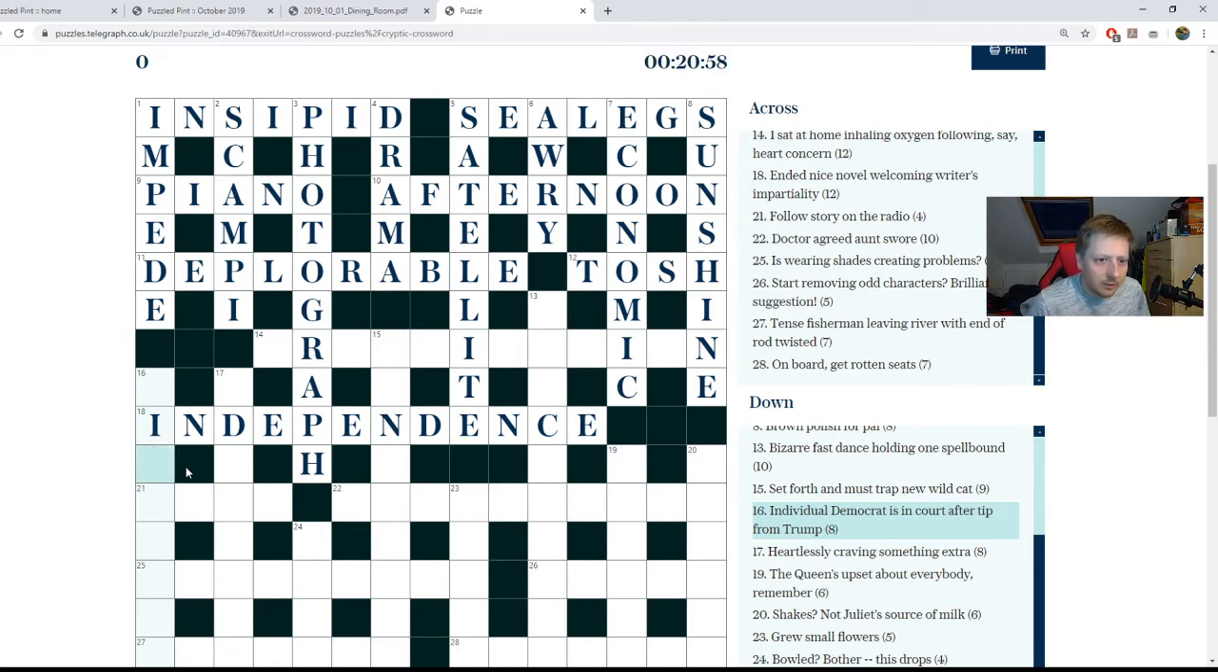The two capital letters at the beginning of the clue are strange. No, not really. Individual has to be capitalised because it's the first word of the clue, and Democrats are often capitalised. Going to move on to 17 down.